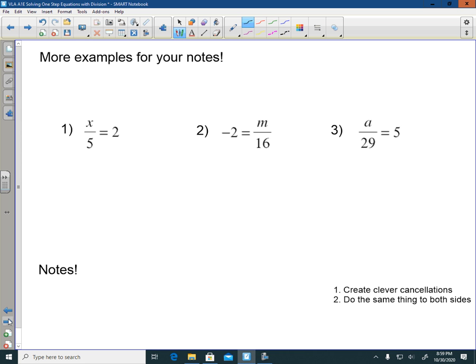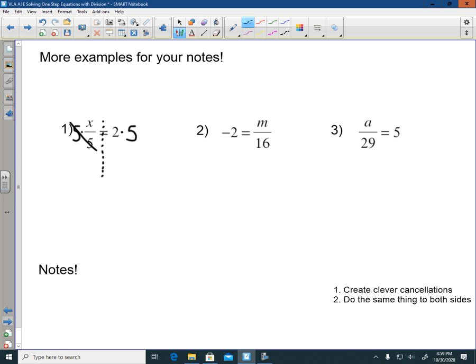So looking at number 1, we have x divided by 5 equals 2. We're going to create our two sides. We are dividing by that 5, and so to undo it, to create a clever cancellation, we're going to multiply by 5 on both sides. There we go. And then these 5s cancel.